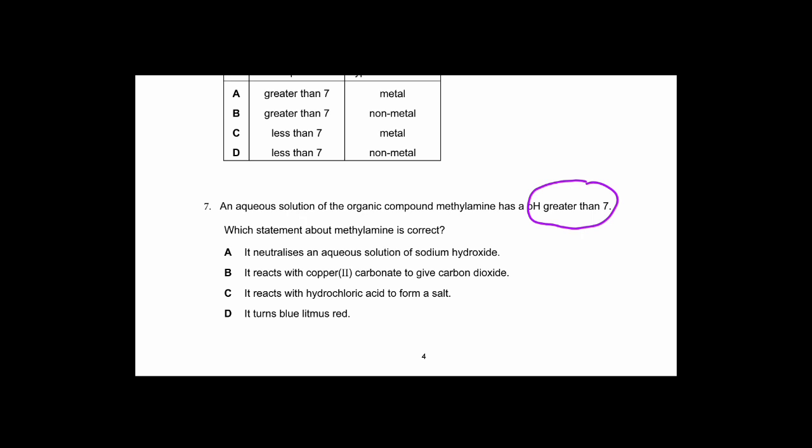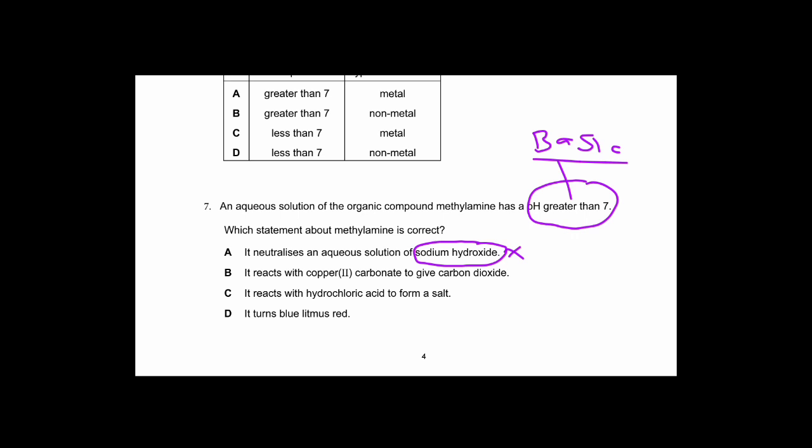Now, we understand that since this methylamine has a pH greater than 7, this substance is likely to be a basic substance, because only alkaline or basic substances have a pH greater than 7. A. It neutralizes an aqueous solution of sodium hydroxide. This is wrong because a basic substance cannot react with another basic substance, because sodium hydroxide is also a base.